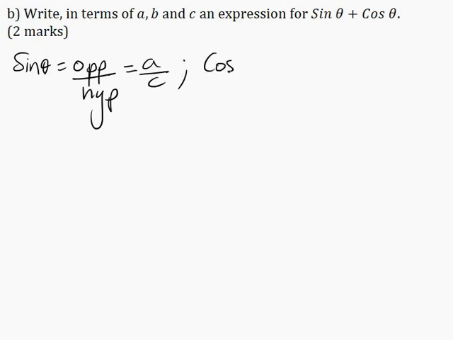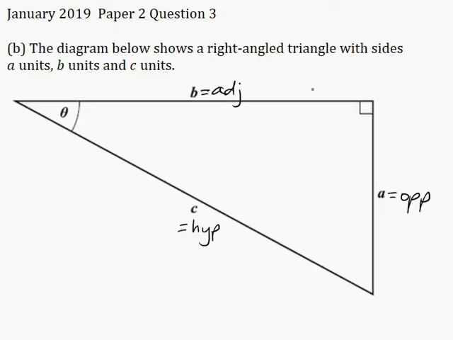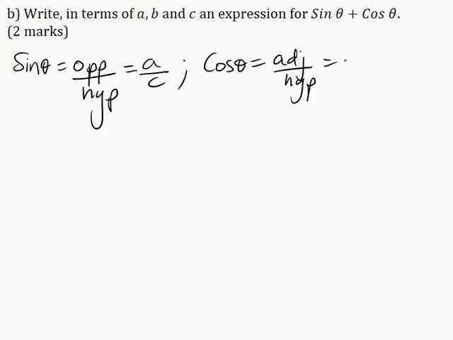And cos theta is equal to adjacent over hypotenuse. In our diagram here, the adjacent is B and the hypotenuse is C. So cos theta is B over C. So I'll write this in here. B over C.